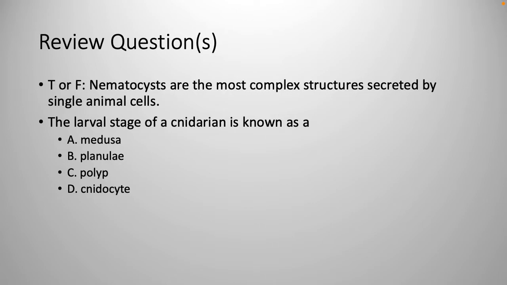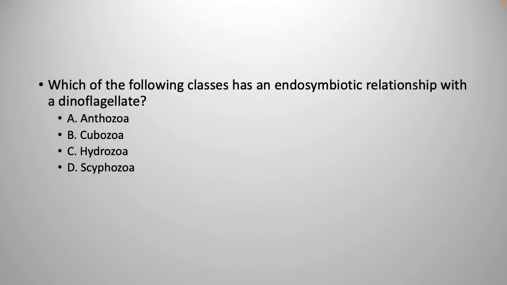Gesundheit. Okay. Review questions. True or false, nematocysts are the most complex structures secreted by single animal cells. Yes, true. The larval stage of a cnidarian is known as a planula. Which of the following classes has an endosymbiotic relationship with dinoflagellates? Think coral reefs. It's A, Anthozoa, right? Anthozoa, think flowers, flowery things. So it is A, Anthozoa.